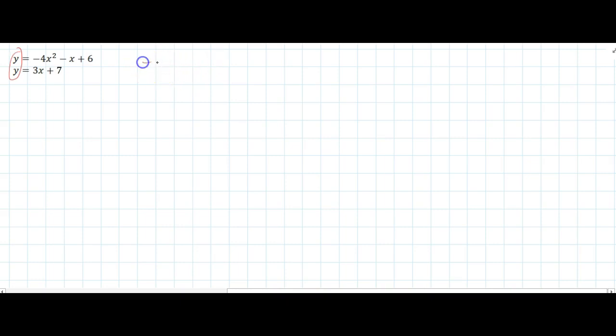So let's do that first thing. Negative 4x squared minus x plus 6 is equal to 3x plus 7. Okay, so it's really important that you remember all your linear solving tools, like inverse operations. They come into parabolas as well, because you need to rearrange expressions and equations often. We can't solve quadratics until they're all equal to 0. So let's move all our x's and constants across.